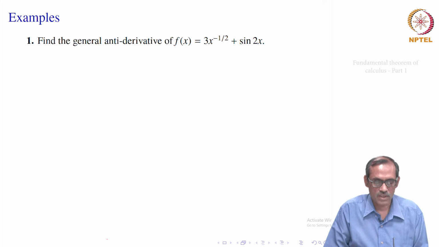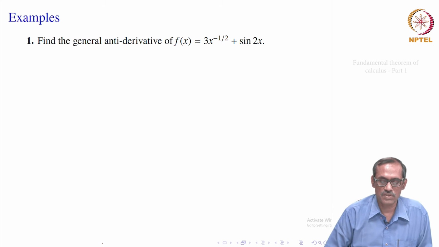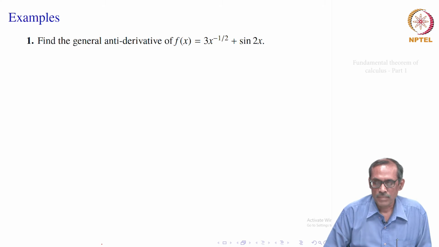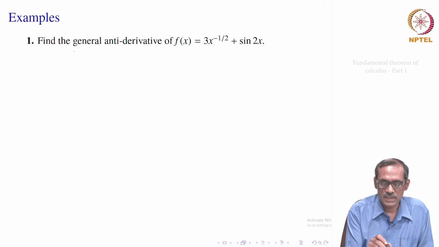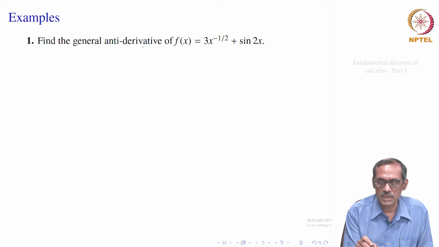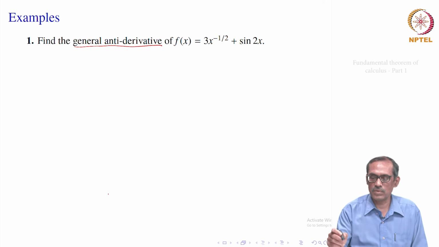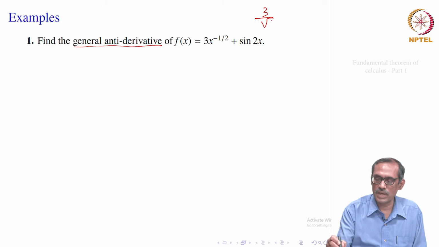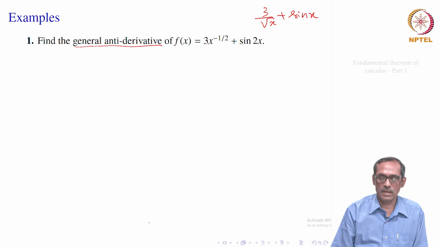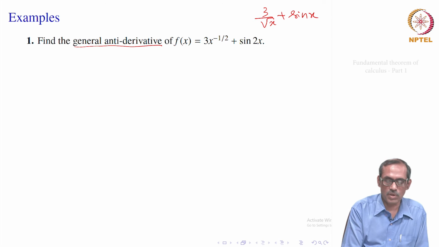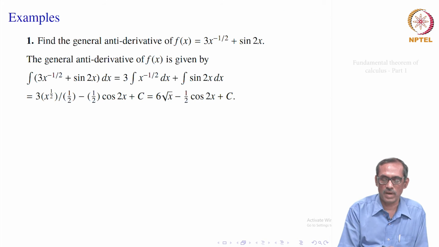Okay, so let us solve some examples based on this notion. We want to find, in the first example, the general antiderivative of f(x), that means the indefinite integral of f(x) equal to 3 x to the power minus 1 by 2 plus sin 2x. So, it is really 3 divided by square root of x plus sin 2x. What will be its general antiderivative? We go back to the property of linearity and so on.